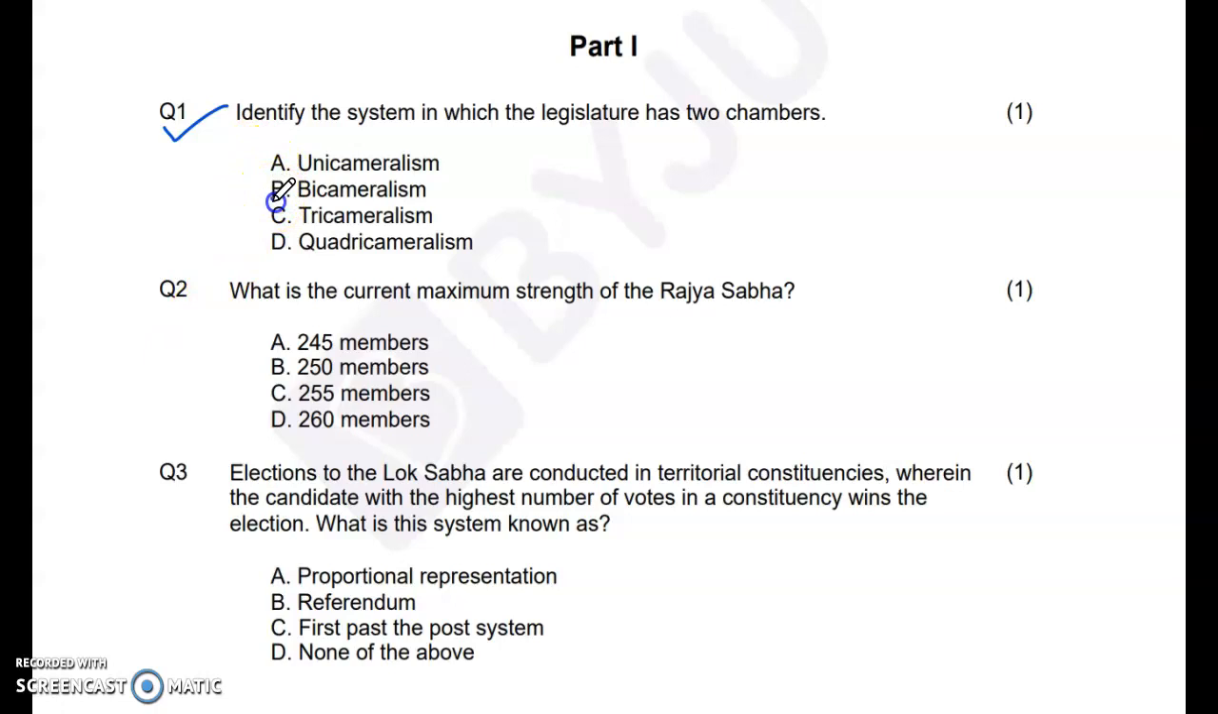Answer is bicameralism. See why it is bicameralism. The system of having 2 chambers in the legislature is called bicameralism. India follows bicameralism as its union legislature. That is, a Parliament comprises 2 houses, the Lok Sabha and the Rajya Sabha. Now what is Lok Sabha? House of the People, right? Rajya Sabha is the Council of States. So you should be clear with both these terms.